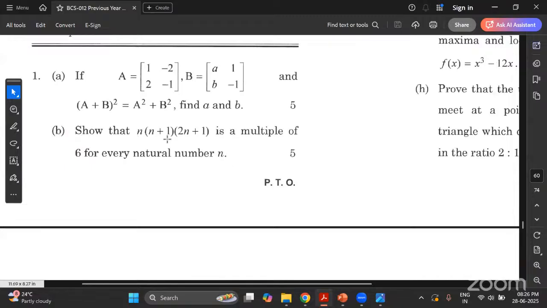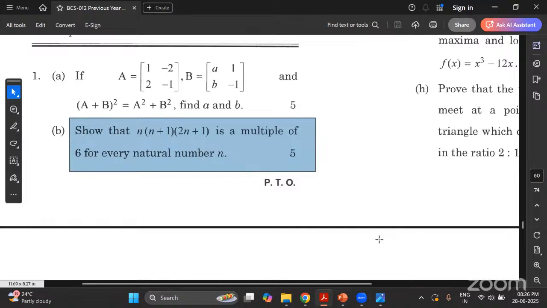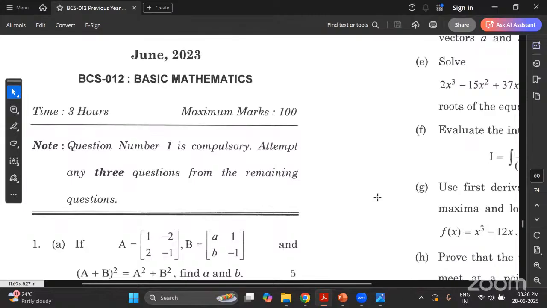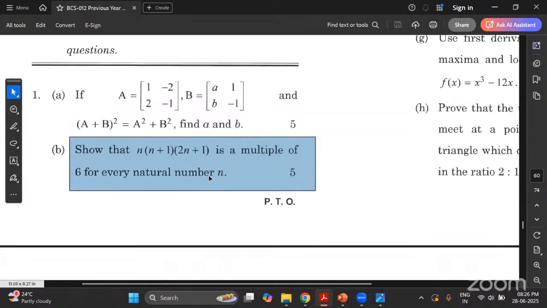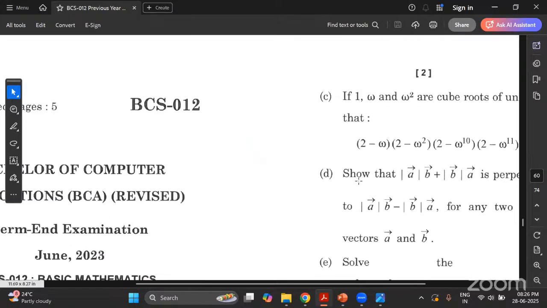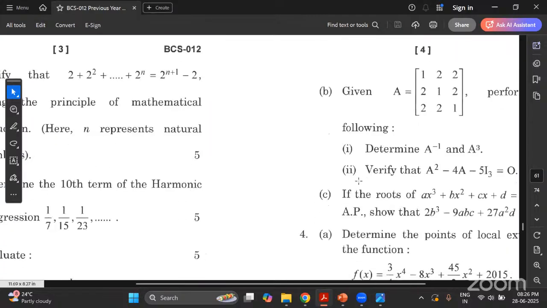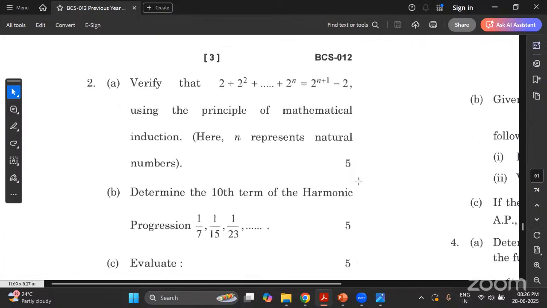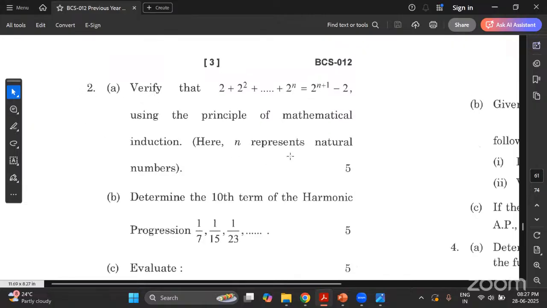See this, show that n into n plus 1 into 2n plus 1 is a multiple of 6 for every natural number n. This is nothing but a question of mathematical induction. This is from June 2023. One question in the compulsory section, which is the first question. In question number 1, you will have one question of mathematical induction. Again, you may have one more question. See here, in question number 2 also, you have one question on mathematical induction. Is it clear? So one question you will definitely get.